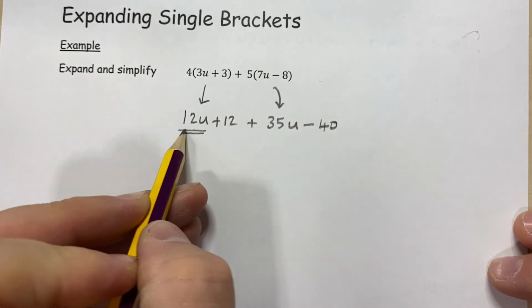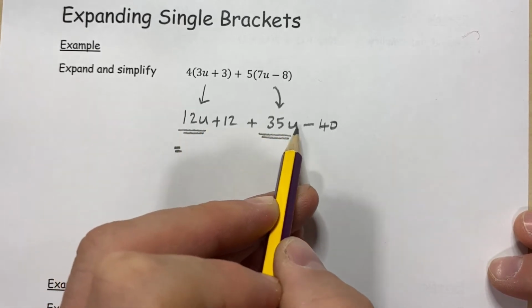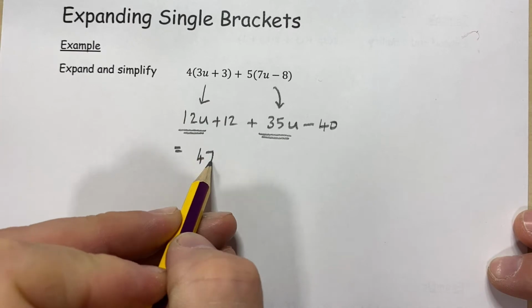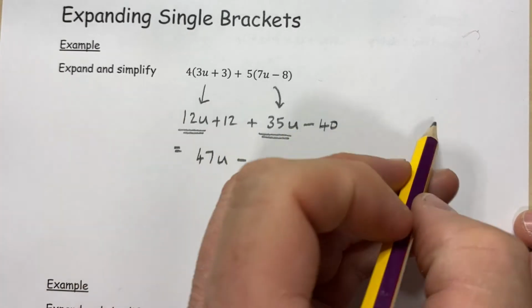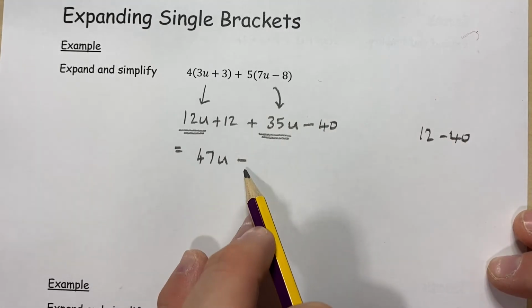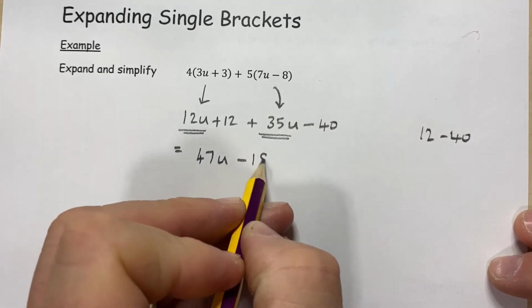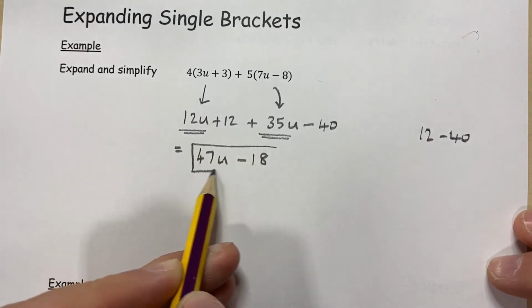Now we can collect together the u's. 12u plus 35u is 47u. And then positive 12 take 40 takes us into the negatives, and it's minus 28. There's our answer.